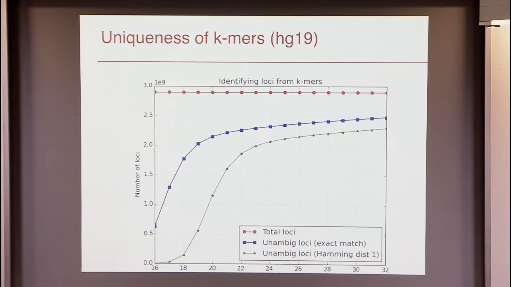Another picture of this: the x-axis is k-mer length, 32 here, 16 here. And here's the number of loci identified. This is just the total number of unambiguous loci and the number of unambiguous loci at a Hamming distance of 1.